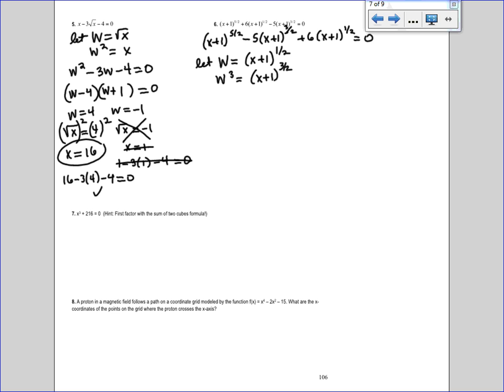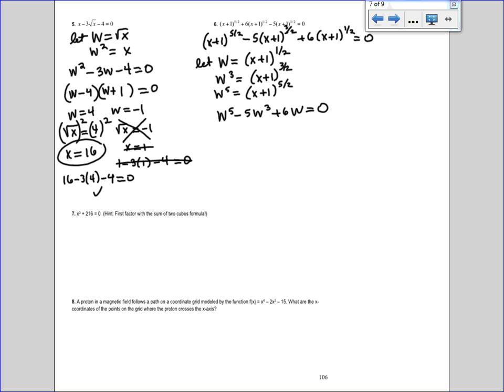If I want a 5 over 2, I'm going to raise everything to the fifth. So this isn't quite like the normal ones we've had with W squared. All right, so let's see what's going on. We have W to the fifth minus 5W cubed plus 6W equals 0.